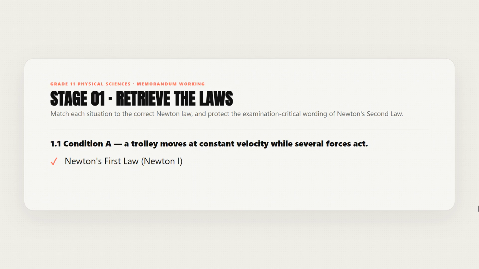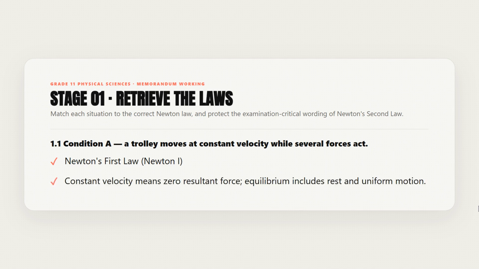Question 1.1. A trolley moves at constant velocity while several forces act. Which law applies? Constant velocity means there is no change in motion, which means zero resultant force. That is Newton's first law. Newton's first law covers both rest and uniform motion, so the answer is Newton 1.